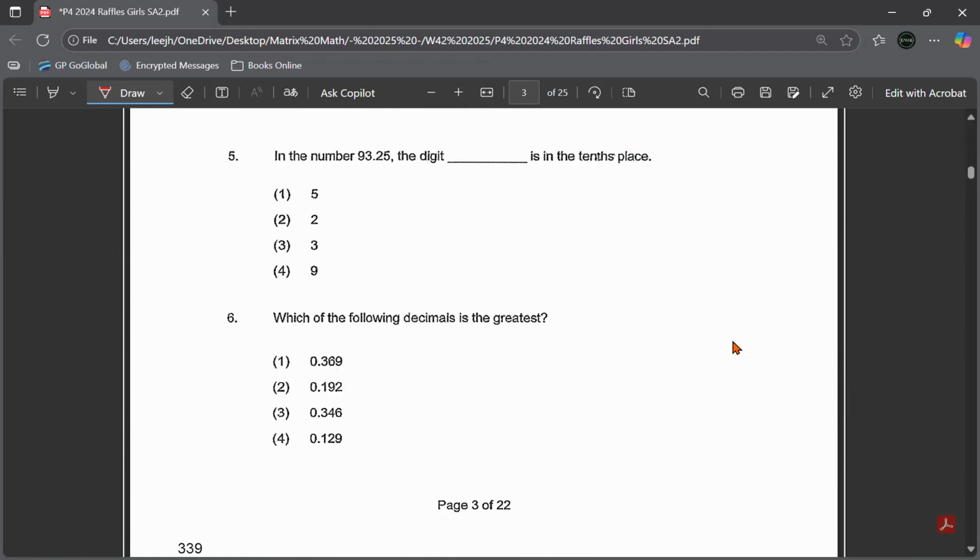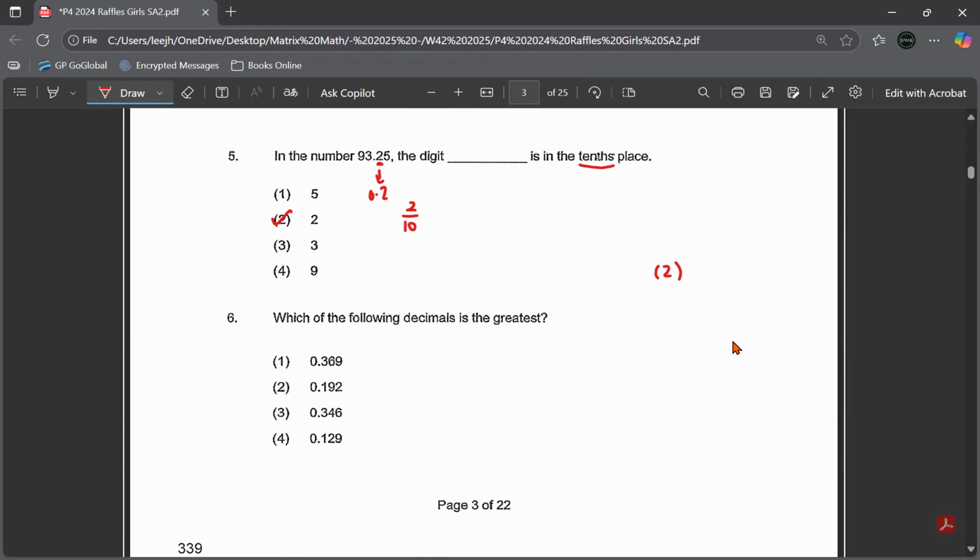Question 5. In the number 93.25, which digit is in the tenths place? This one is after the decimal point. The whole numbers are the ones before the decimal point. So the tenths place is actually this one. It's 2. Tenths place is 2, 2/10. So it's actually number 2, which represents 0.2.